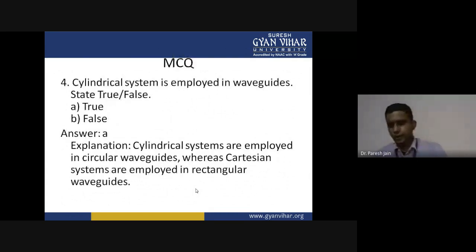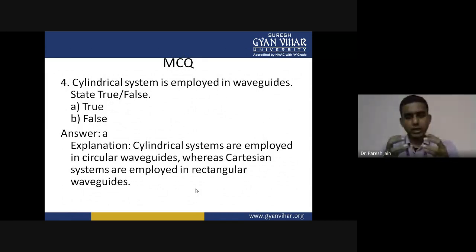Next question: the cylindrical system is employed in the waveguides. True or false? The explanation is that the cylindrical systems are employed in the circular waveguides.